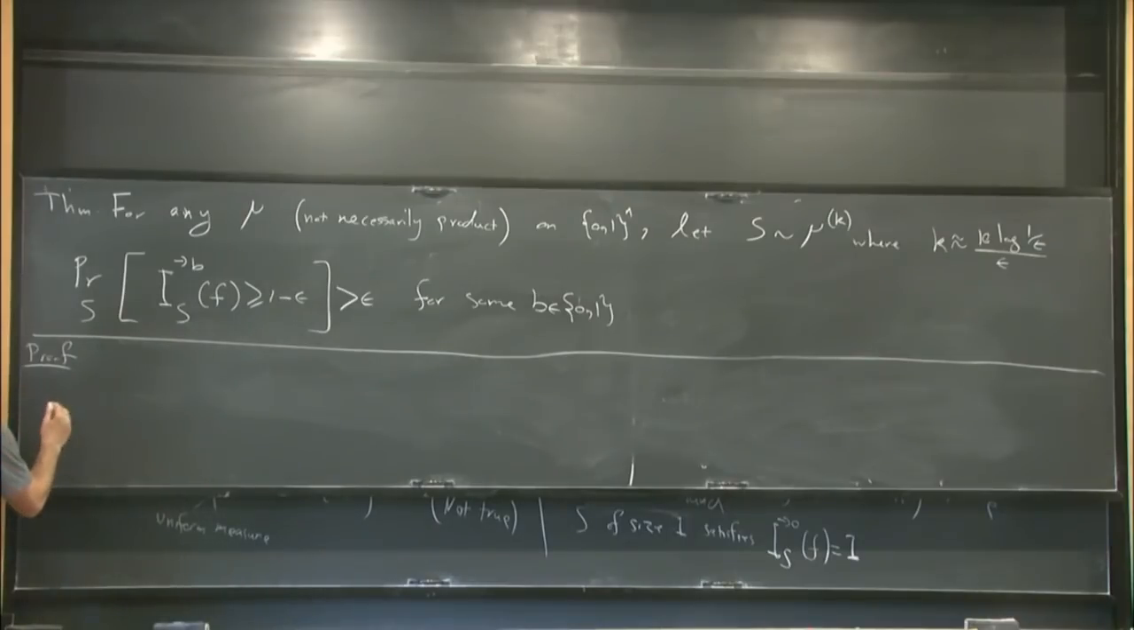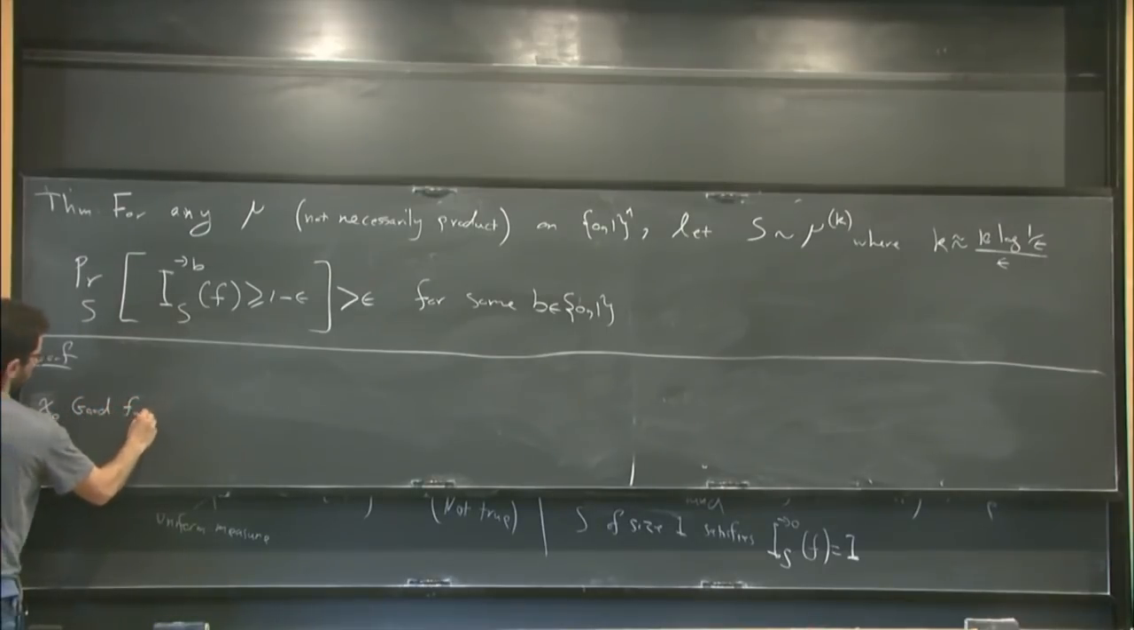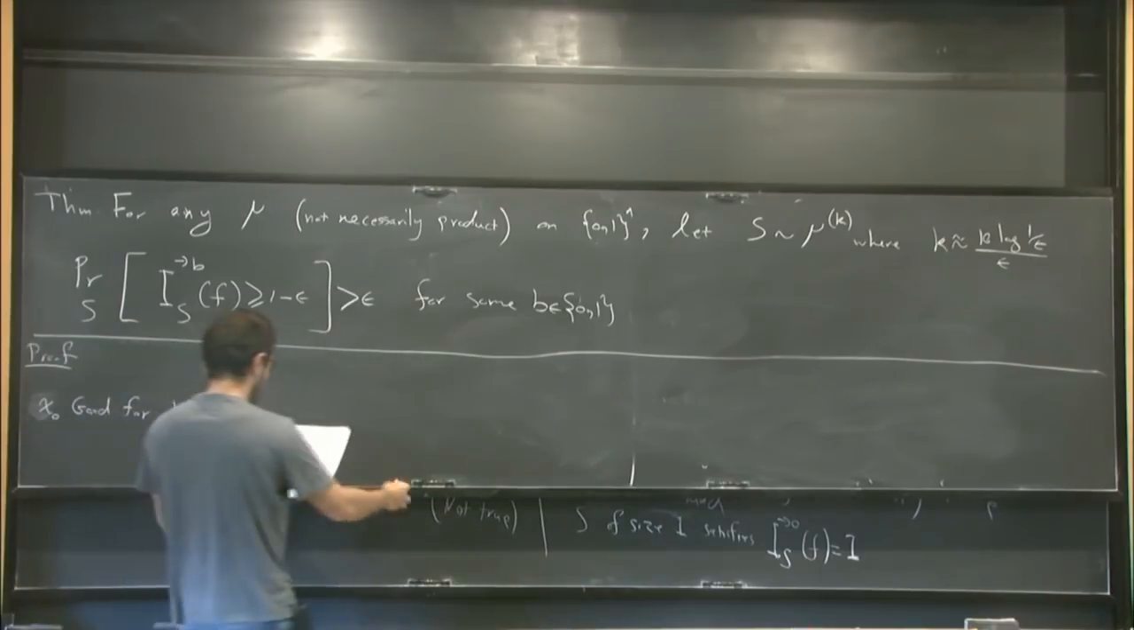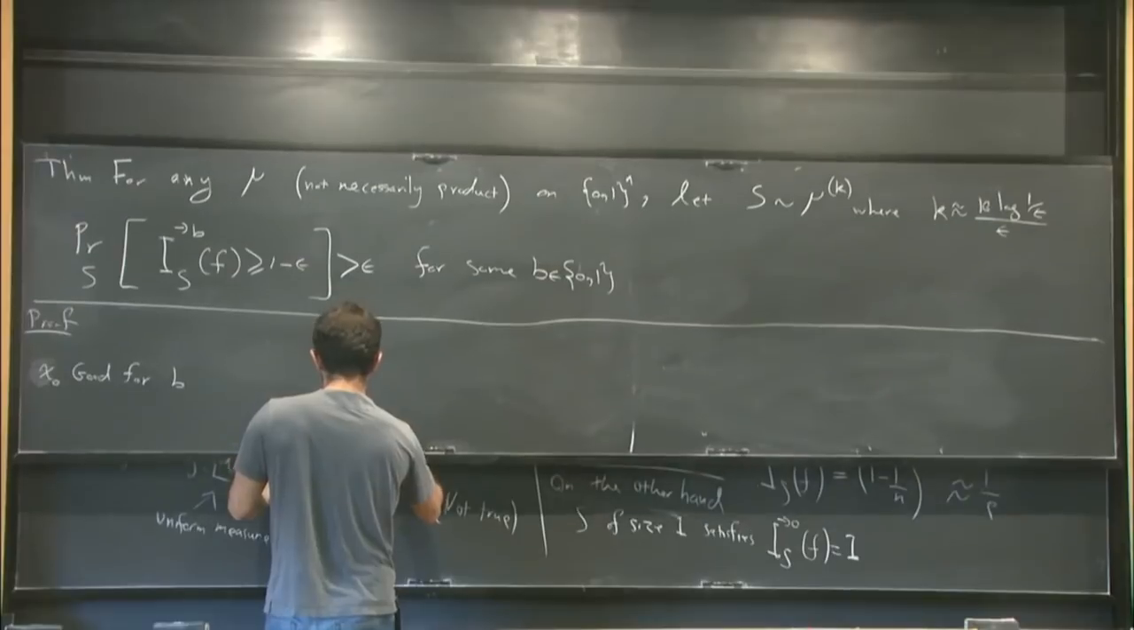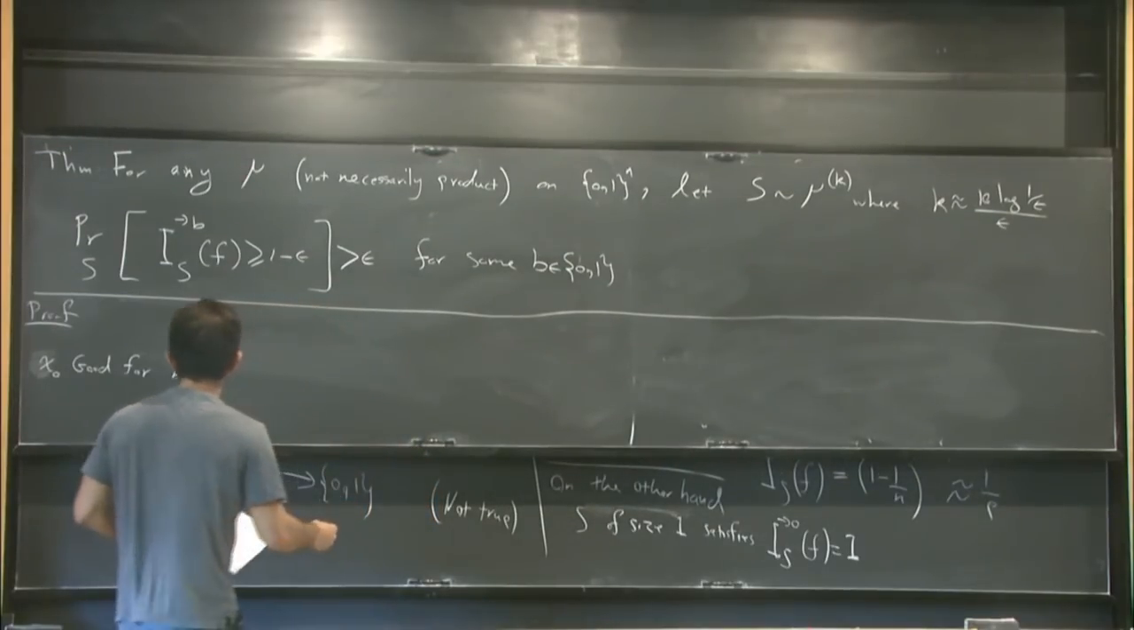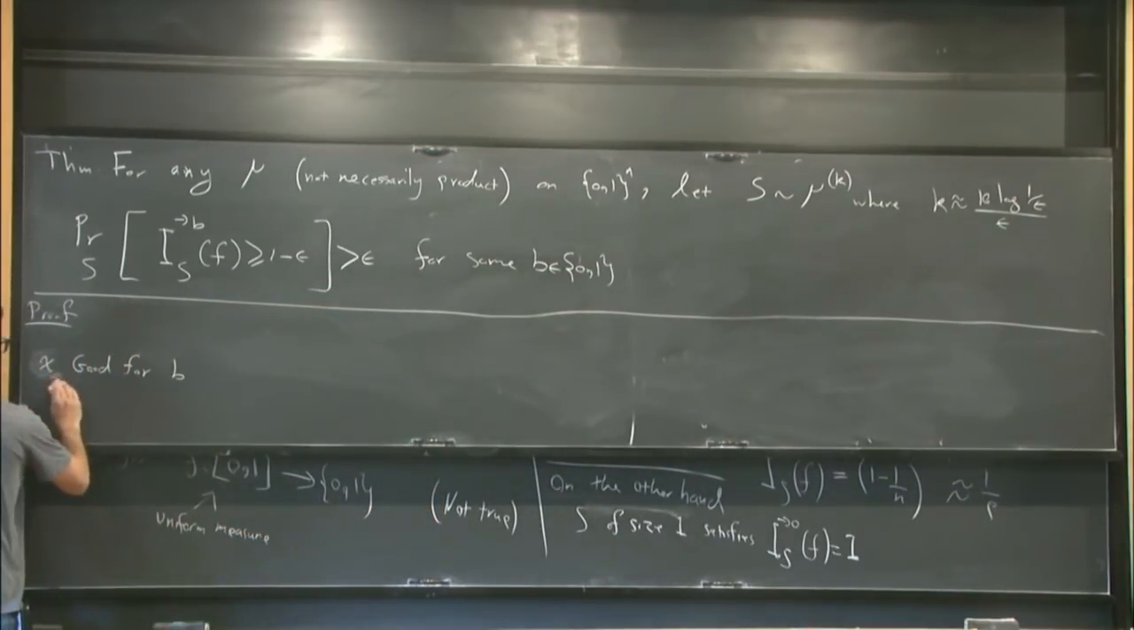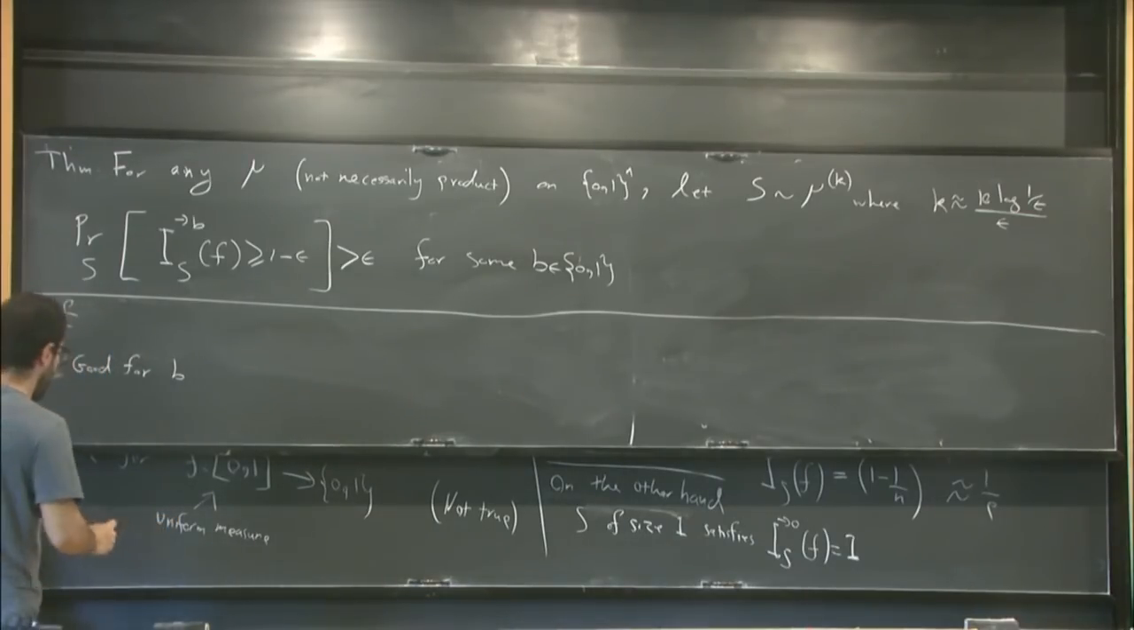OK, so I'm going to use this notation. I'm going to say a point x0 is good for a value b if the following holds. Maybe it's bad notation. Should put it at the top, maybe x0. Right, it's a vector.